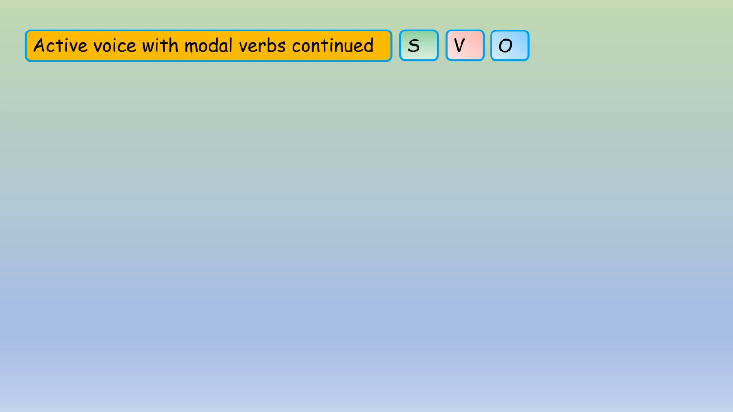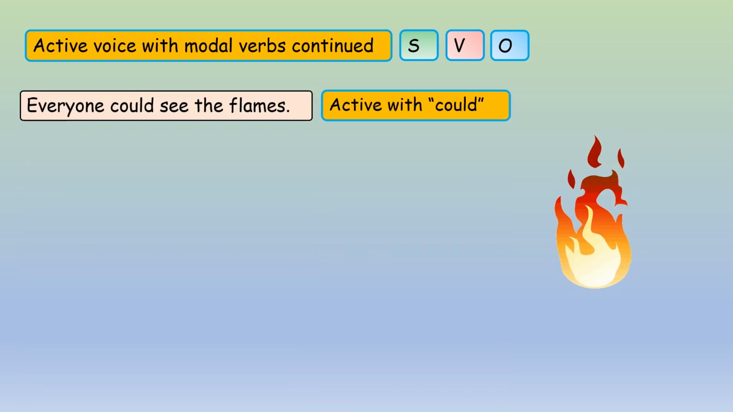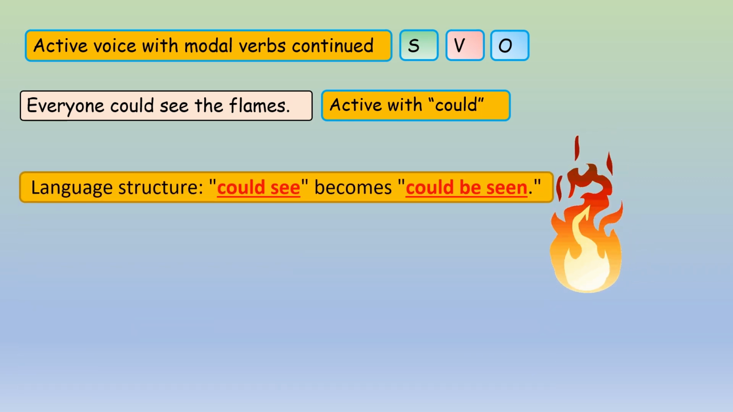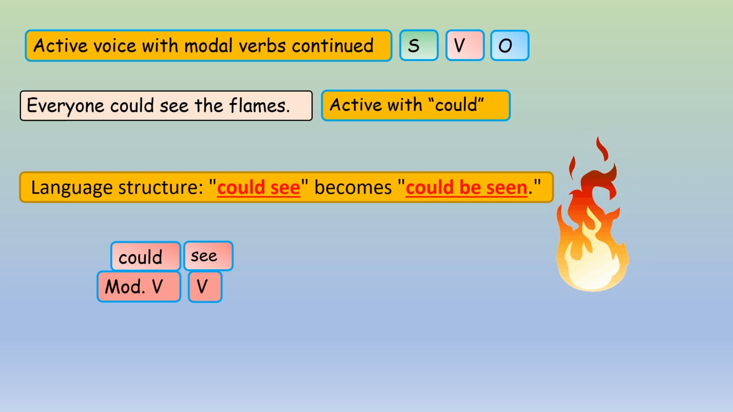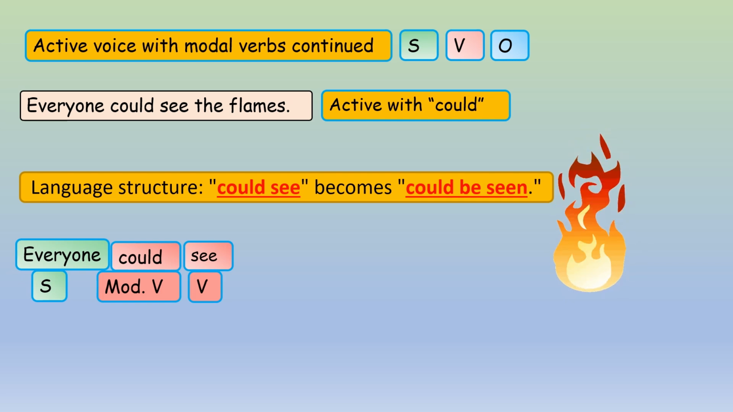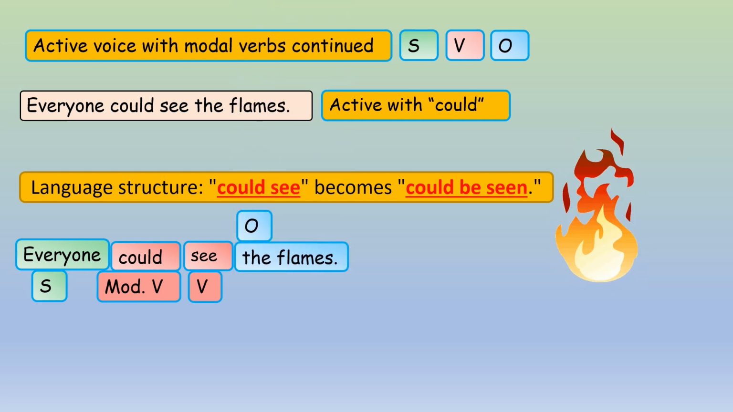Active with modal verbs continued. SVO stands for subject, verb, and object. There's our sentence. Everyone could see the flames. Active with modal verb could. Language structure. Could see becomes could be seen in the passive voice. There's our verb, could, modal verb plus main verb, see, could see. Who or what could see? Everyone, subject. Everyone could see who or what? The flames, object. And that is active voice.